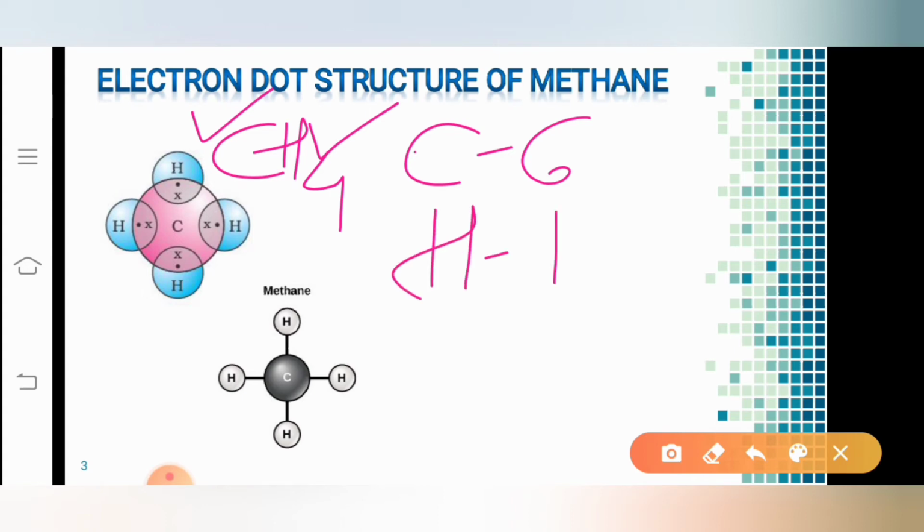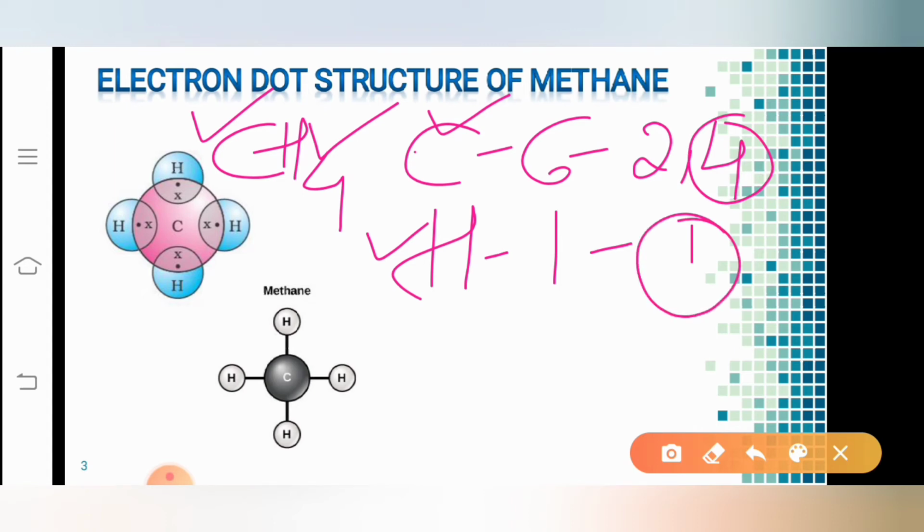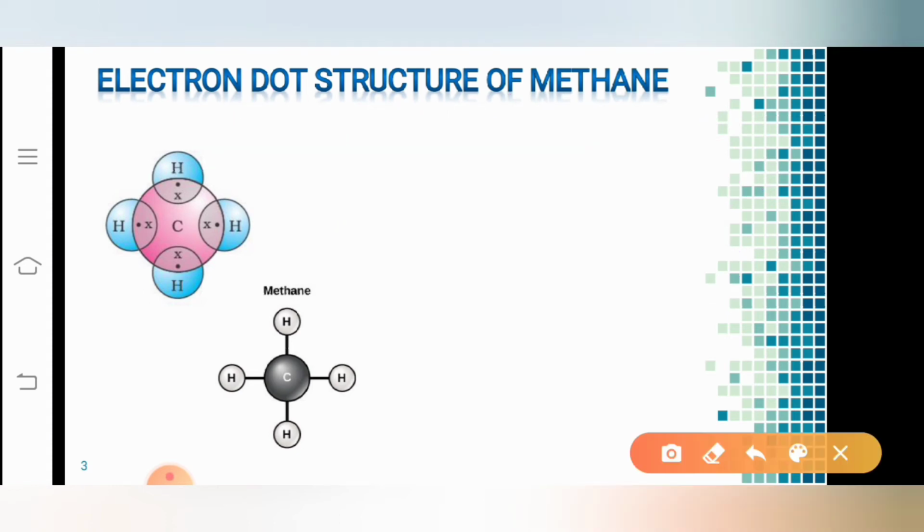What is the atomic number of hydrogen? It is 1. Then followed by atomic number, we should know the electronic configuration. What is the electronic configuration of carbon? 2, 4. What about hydrogen? It is 1. So now we came to a conclusion about how many more electrons are needed by each atom to achieve the noble gas configuration. Here the carbon needs 4 more electrons, and hydrogen needs 1 electron. Correct?